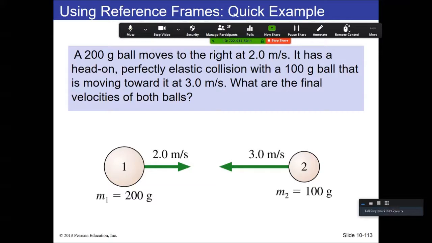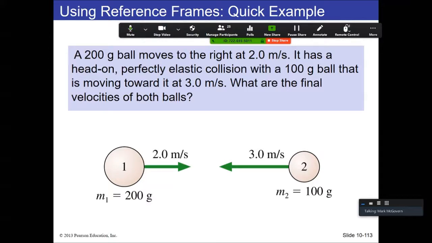So we've got these two masses, right? And you see the speeds of the masses. We want to know what the final velocity of these balls are. Okay, you can't do this yet.